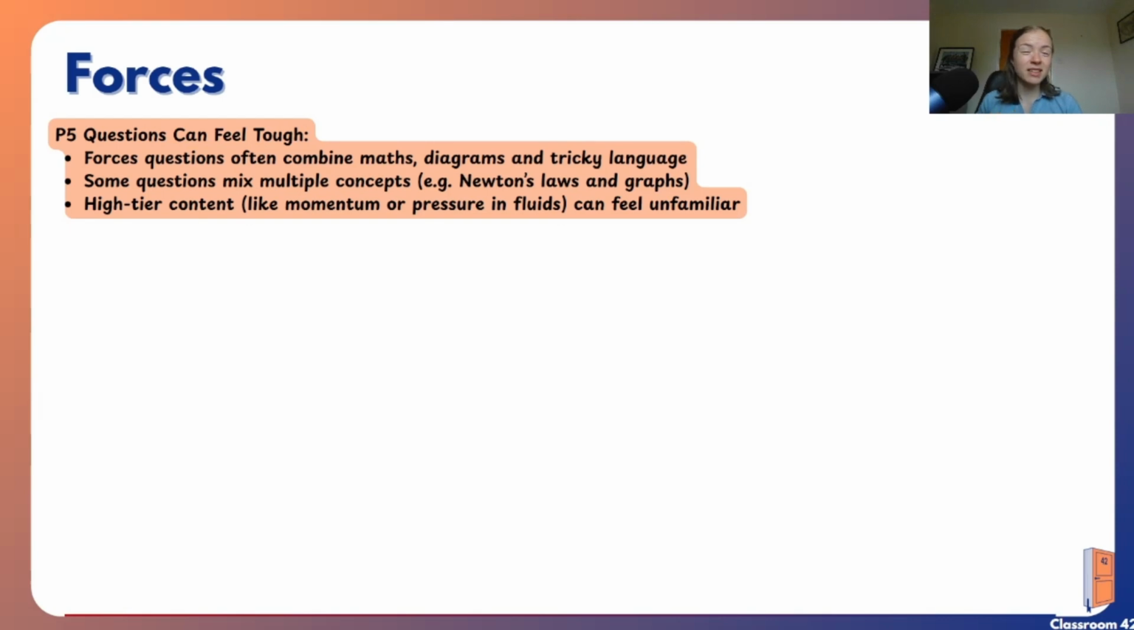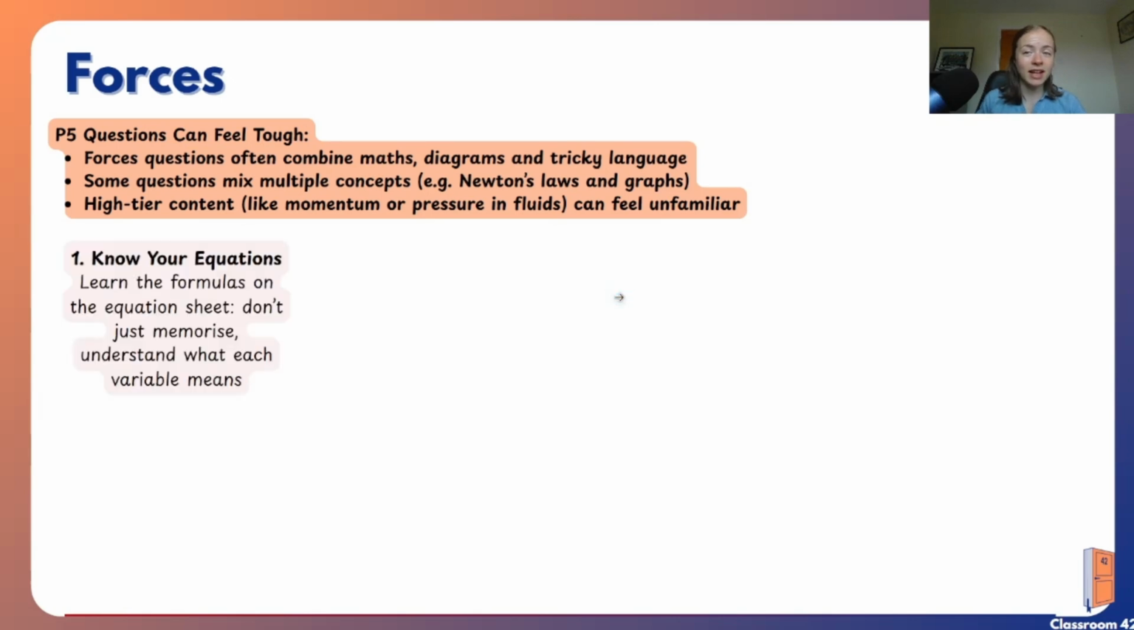And they often mix multiple concepts, so Newton's laws and different graphs and speeds, and it all can get a bit confusing. Particularly that higher tier content such as momentum and pressure and fluids can feel unfamiliar. And if you're not confident in maths, for example, it can get really quite tough and intimidating. So here are some things which you can do to help you feel more confident.